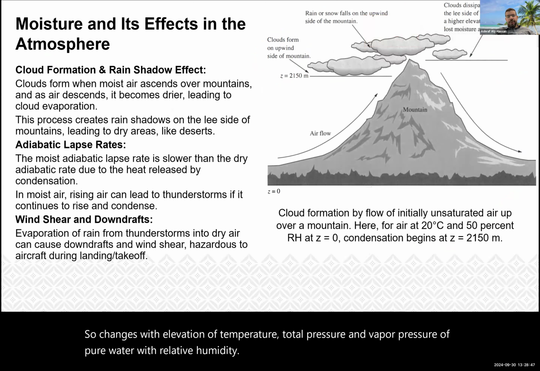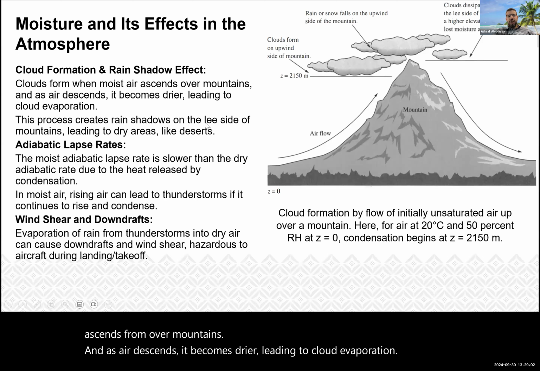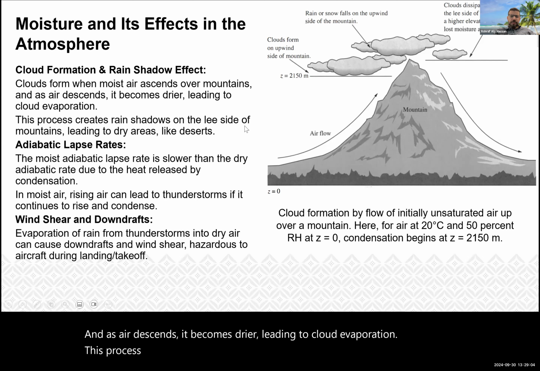Cloud formation and rain shadow effects. The clouds form when moist air ascends over mountains. And as air descends, it becomes drier, leading to cloud evaporation. This process creates rain shadows on the lee side of mountains, leading to dry areas like deserts.